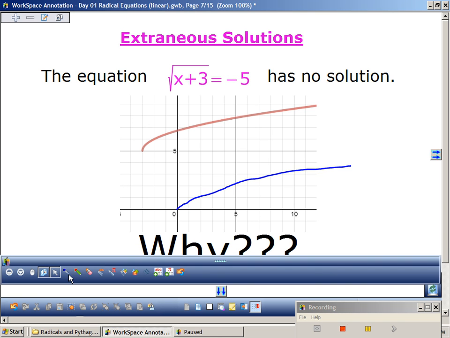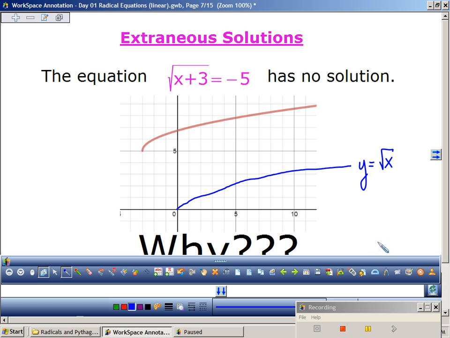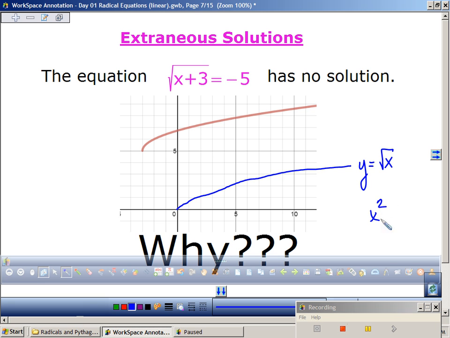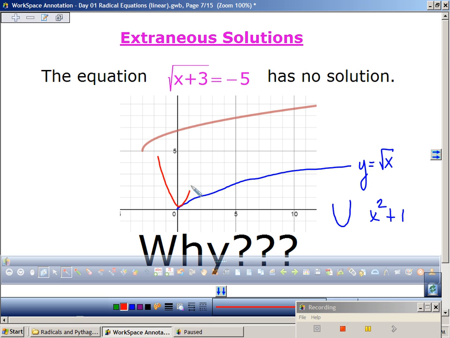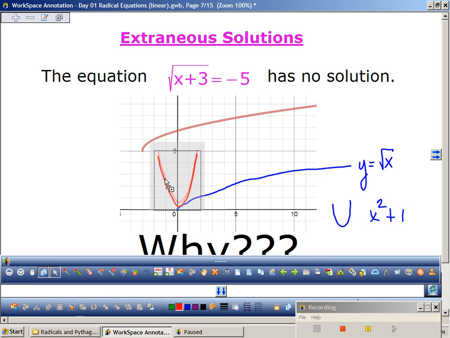This equation right here is y equals the square root of x. Okay? What happens when we have x squared? It looks like this, right? What happens when I add 1 to it? You guys remember that? So if this is x squared, plus 1 shifts up 1. X squared minus 1 shifts down 1. So, what do you think this one's going to do?